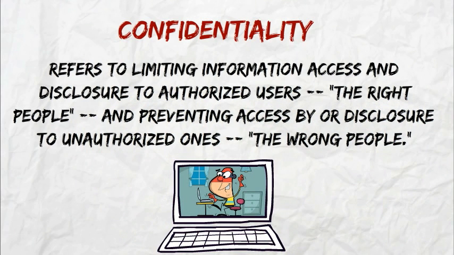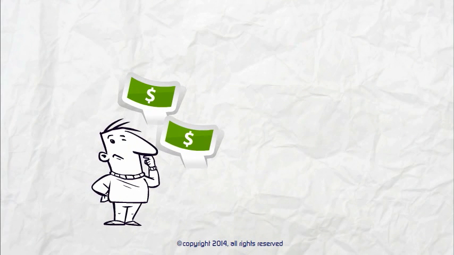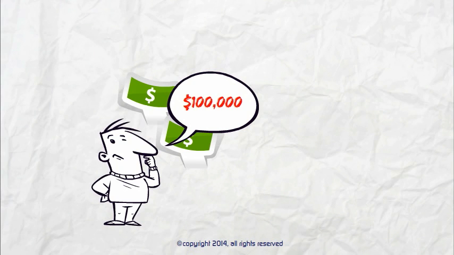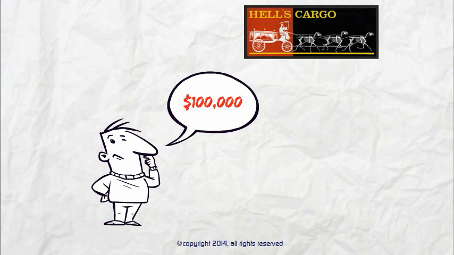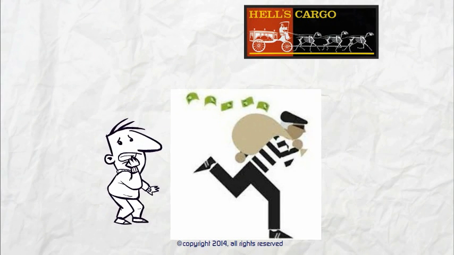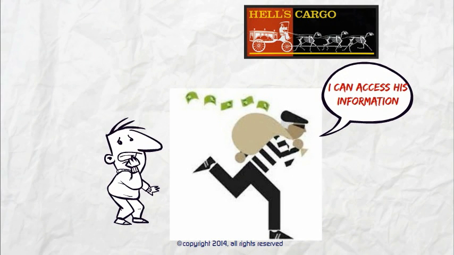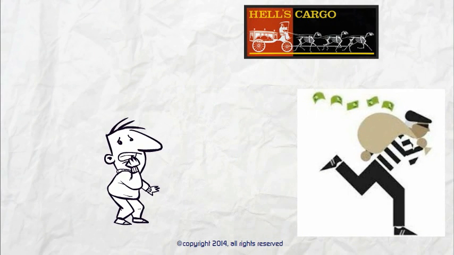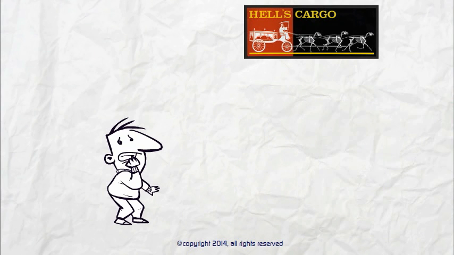Here is an example for confidentiality. If you have a bank account and have $100,000 in your savings account, you want to make sure that no one other than the authorized people in the bank have any access to this information. This is an example of confidentiality of information.